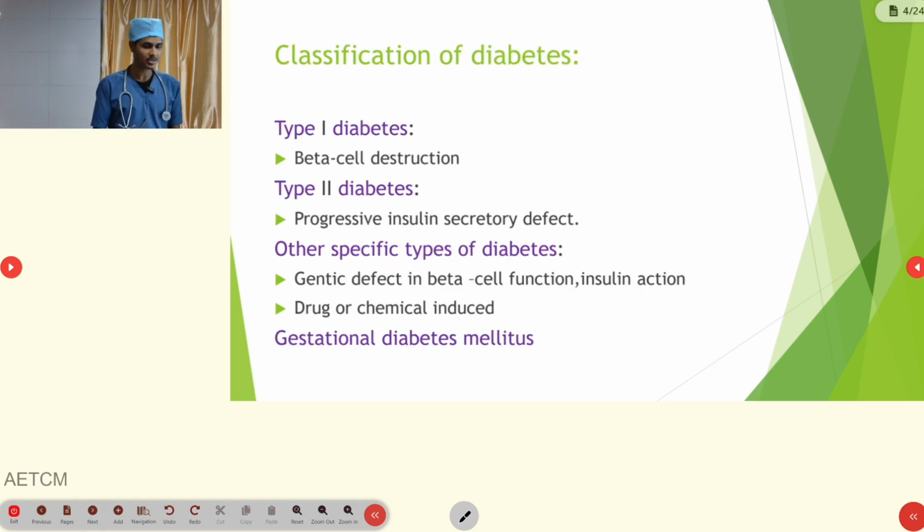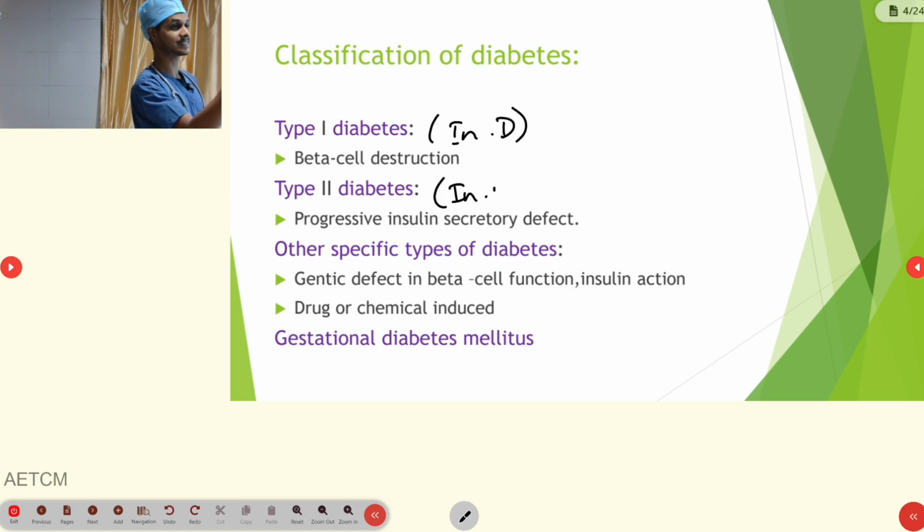By this concept we divide diabetes mellitus into two groups, type 1 and type 2. Type 1 is mainly insulin dependent, meaning there is beta cell destruction, because of which there won't be enough insulin secretion. In type 2 diabetes mellitus, you have insulin secretion, but there is a problem in the insulin receptor, that is called insulin resistance. So type 1 is called insulin dependent, and type 2 is called insulin resistant, resistant to the insulin action.